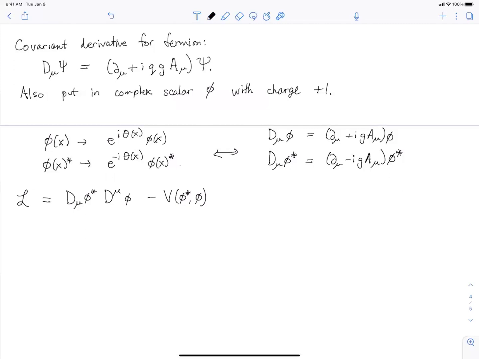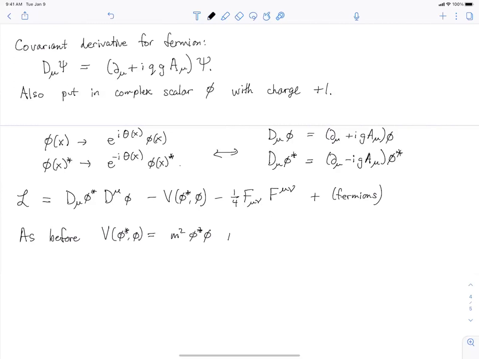And I need a kinetic term for my vector field, which looks just like it does for quantum electrodynamics. And then there are the terms for the fermions that I'm not going to bother writing because they're not going to be very important for what we assume. Okay, and as before, we're going to assume the same sort of potential. So our V is an m squared term, that's going to be negative.